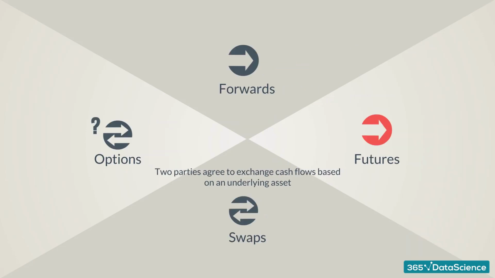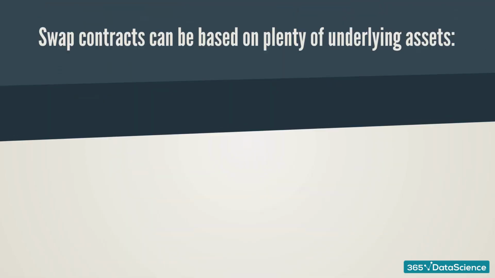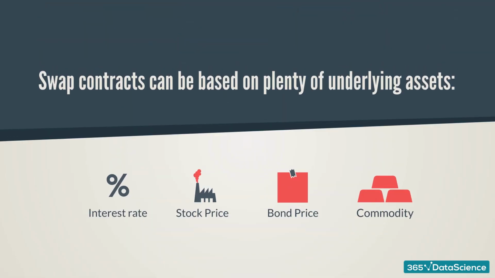Swap contracts are derivative instruments in which 2 parties agree to exchange cash flows based on an underlying asset at a future point of time. The underlying asset can be an interest rate, a stock price, a bond price, a commodity price, and so on. The most widely used swap contracts are interest rate swaps. One party agrees to receive a cash flow based on a fixed interest rate, while the other agrees to receive a cash flow based on a floating interest rate.